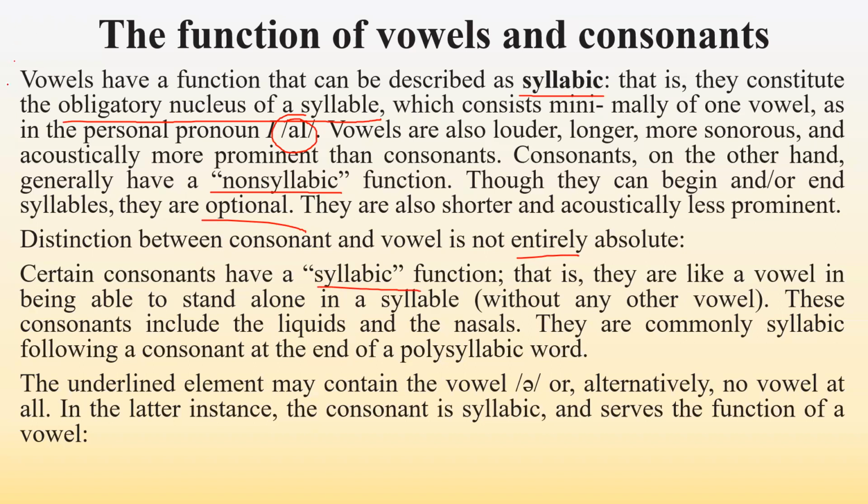Now, I think you have understood this part. Basically, just to repeat a little bit, vowels are syllabic, whereas consonants are non-syllabic. In the sense, vowel is compulsory inside the syllable, whereas consonant is optional inside the syllable. But even this division is not a kind of hard and fast division, okay? Because there are consonants that have a syllabic function, which means they are like a vowel in being able to stand alone in a syllable. When you simply compare vowels and consonants, a vowel can stand alone, right? Individually, we can produce or pronounce vowel sounds, but consonants do not have that quality.